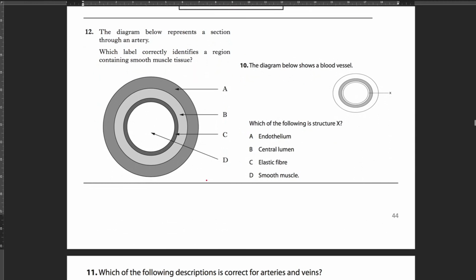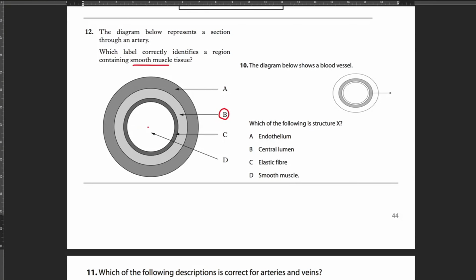Number 12, we've got a diagram that represents a section through an artery this time. Which label correctly identifies a region containing smooth muscle tissue? So hopefully we remember that A is the connective tissue on the outside with elastic fibers. That B in the middle here is the smooth muscle layer, which also contains elastic fibers. So that's going to be our answer. C is the endothelium that surrounds D, which is the central lumen.